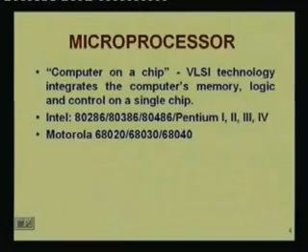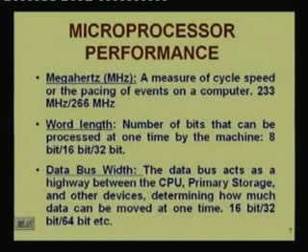Then the microprocessor. The basic idea of a microprocessor is, very simply, you can define it as a computer on a chip. VLSI technology integrates the computer's memory, logic and control on a single chip. So, there are various microprocessor chips, the 8286, 386, 486, then we have Pentium 1, 2, 3, 4, etc. Similarly, some numbers from Motorola. So, these can basically be called microprocessors.